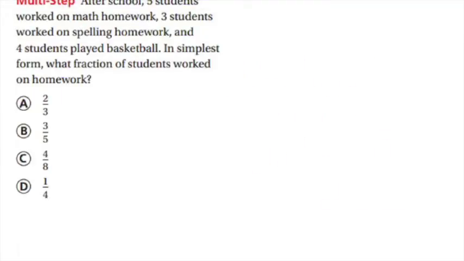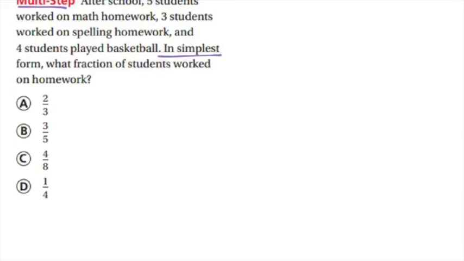Now this one says it's a multi-step problem. Okay, when we do problems from the book, sometimes they let us know, hey, you're going to have to do a couple of steps. So let's look at this problem. After school, 5 students worked on math homework. 3 students worked on spelling homework. And 4 students, they just had fun. They got to play basketball. In simplest form, what fraction of the students worked on homework?